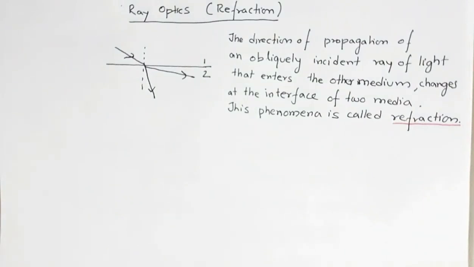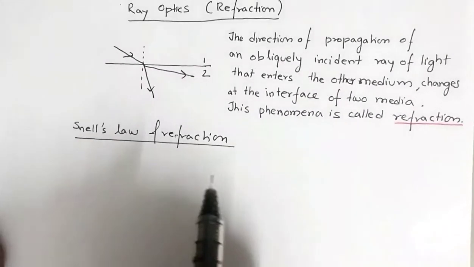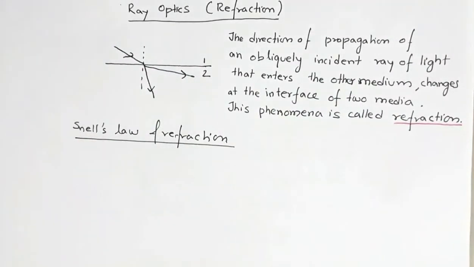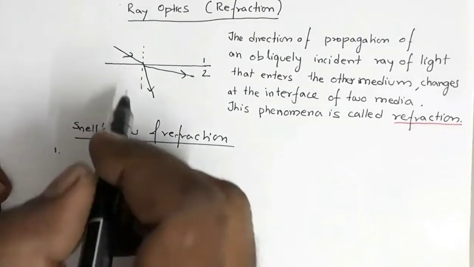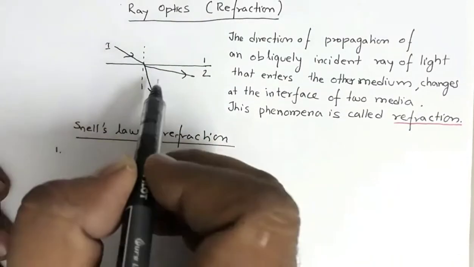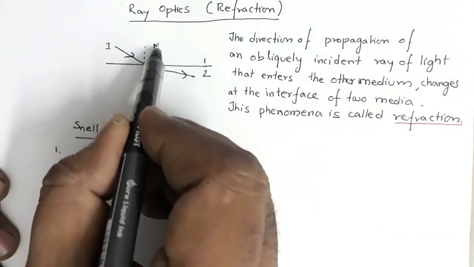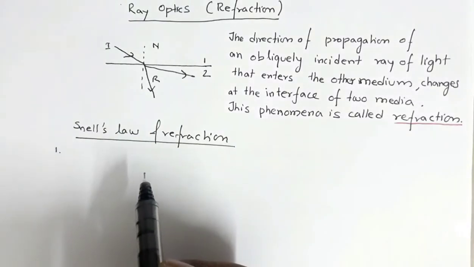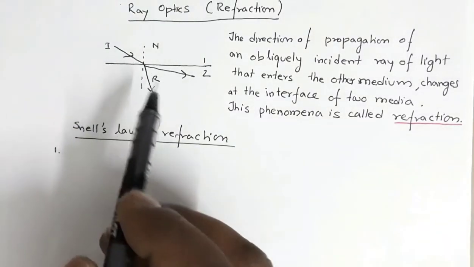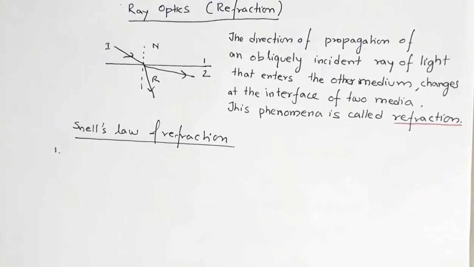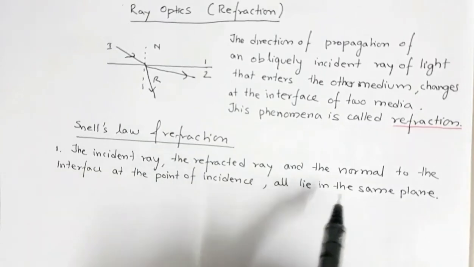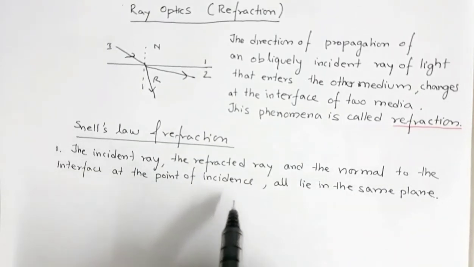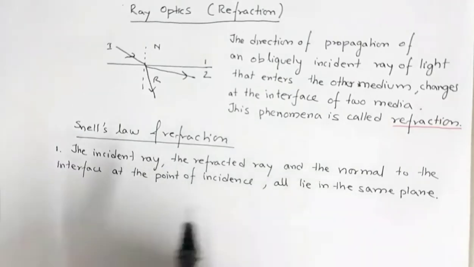Now this phenomena was studied by Snell and he proposed the two laws. So then we have the Snell's law of refraction. The first law says that the incident ray, the refracted ray and the normal, they are coplanar. Normal is at the point of incidence. So the first law says that the incident ray, the refracted ray and the normal to the interface at the point of incidence all lie in the same plane.